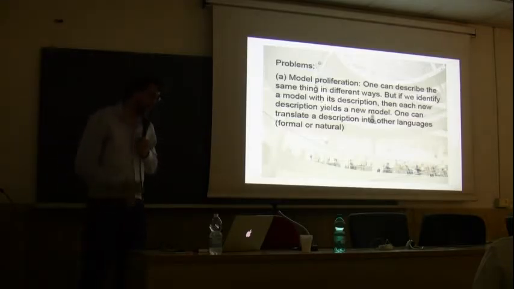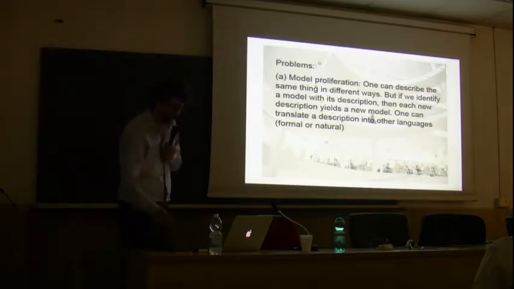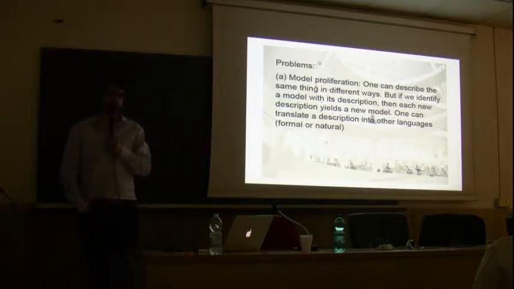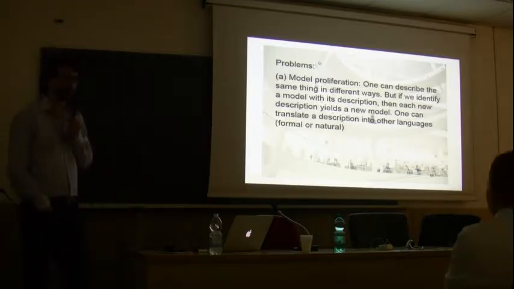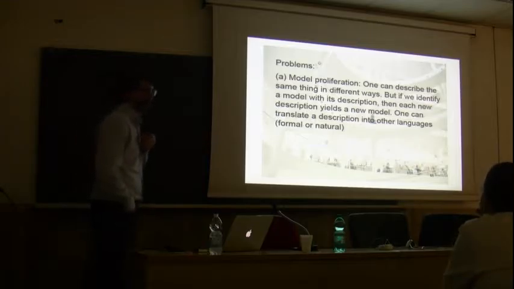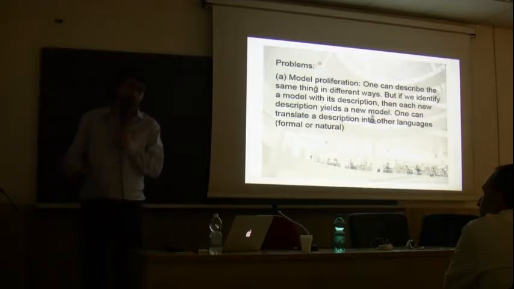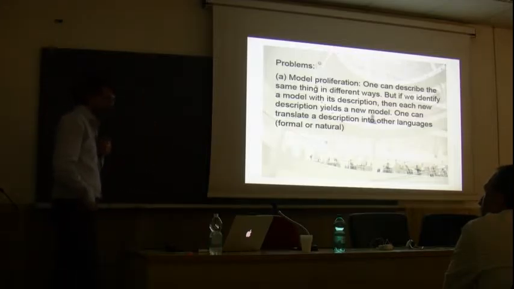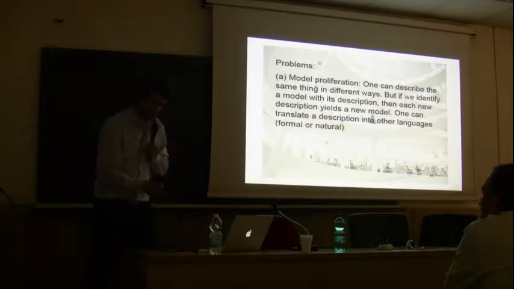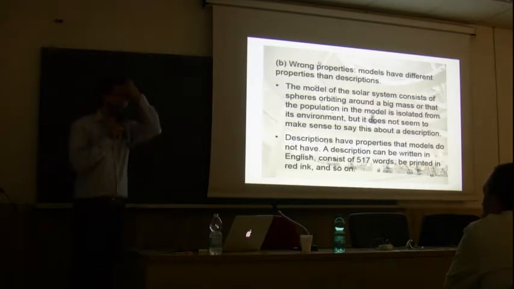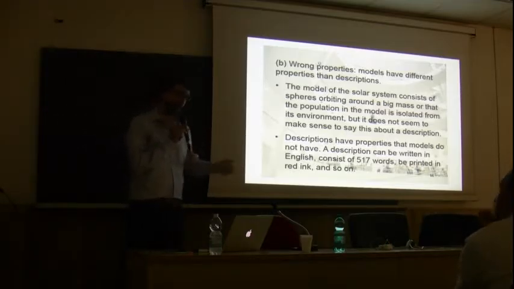Now, this view, at least when you probe it philosophically, has a number of problems. The first is model proliferation. You can, of course, redescribe the model in different ways. You can translate it into a different language, or you can choose different coordinates. In physics, you often use different coordinates to describe situations, which changes your equations completely. That's the whole point of it. But if we identify a model with its description or with a particular equation, one has to conclude that every time you redescribe the situation, you get a new model. And that seems to be an unsatisfactory conclusion, because you don't want to say you get a new model every time you change your description.